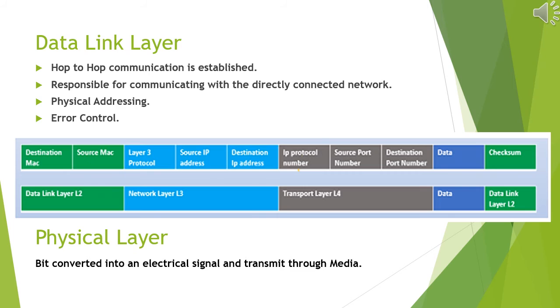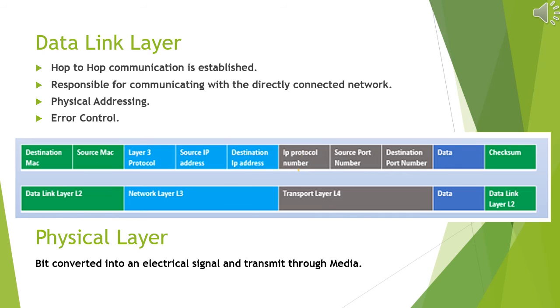The data link layer is responsible for communicating with the directly connected network. It is part of the local connections where hosts are attached. That means it establishes hop-to-hop communication. It helps with the physical addressing of the data. Source and destination MAC address, or physical address, are added to the header. The MAC table is created in this layer.